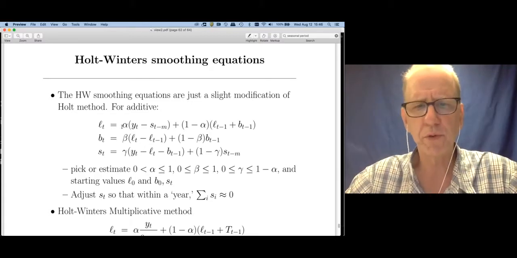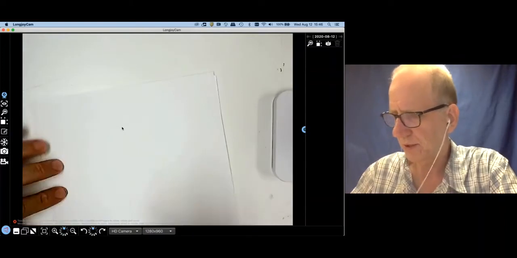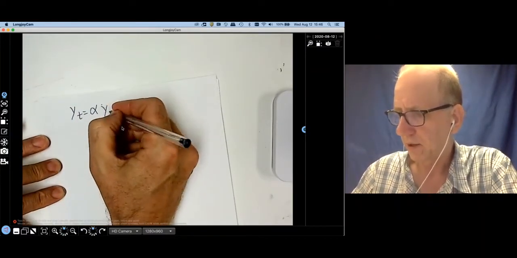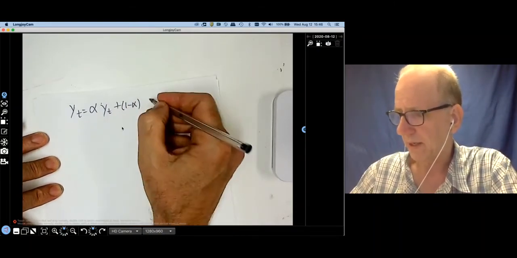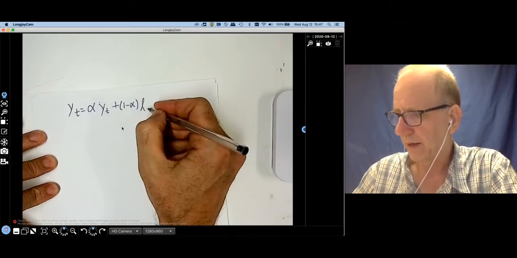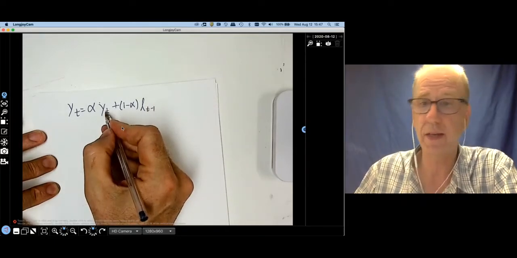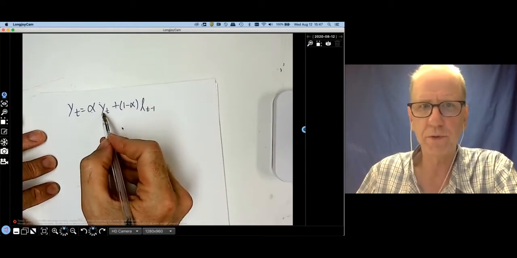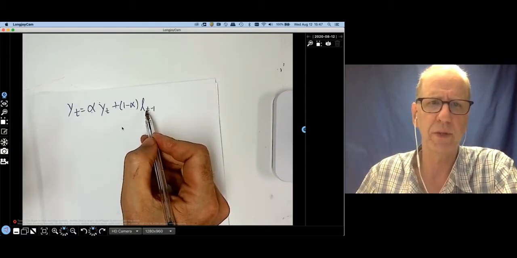So as a quick review, the update equation for simple exponential smoothing looks something like this. L sub t was just alpha times my current value of y, and then I give weight 1 minus alpha to my previous level, L t minus 1, which would be my forecast of what's going to happen at time period t. So we give weight alpha to the new information, 1 minus alpha to the previous information, is the way I like to think about this.